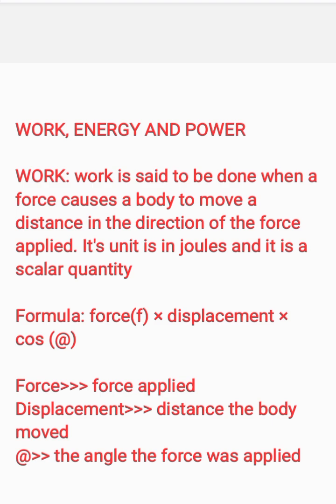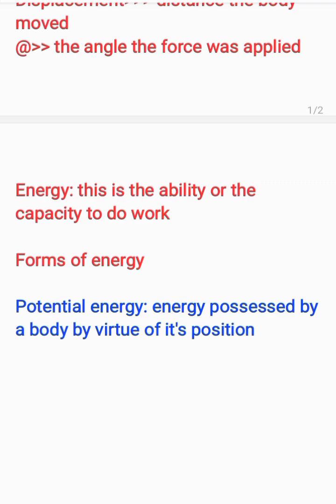Now we move on to energy. Energy is defined as the ability or the capacity to do work. There are two forms of energy. First, we'll look at potential energy. This is the energy possessed by a body by virtue of its position.